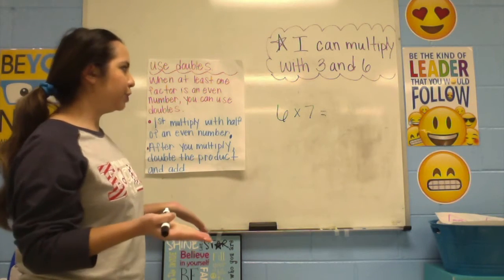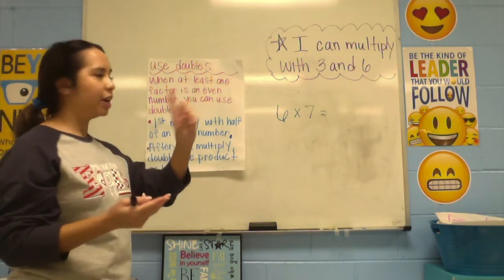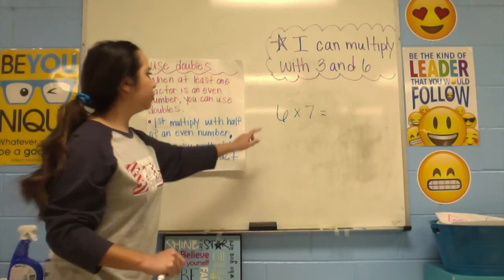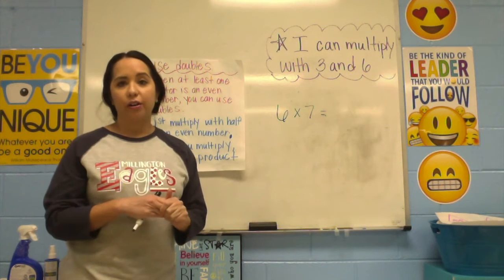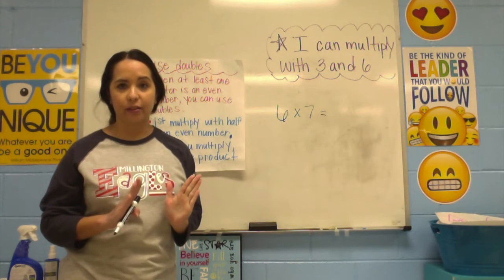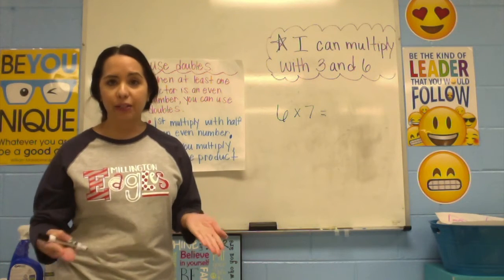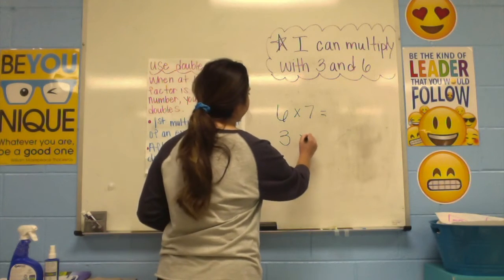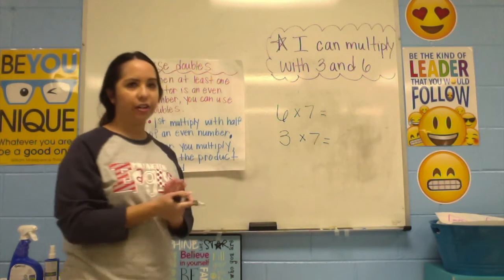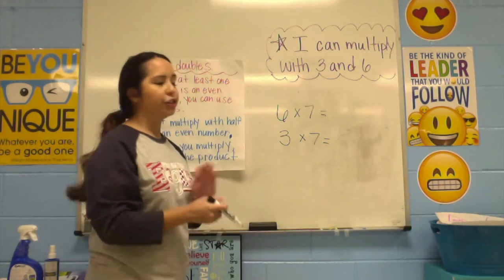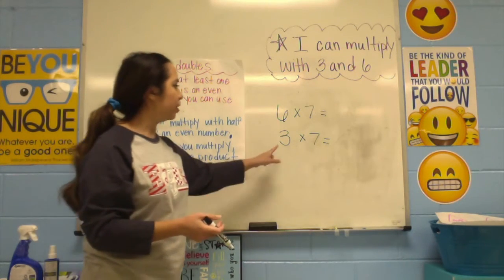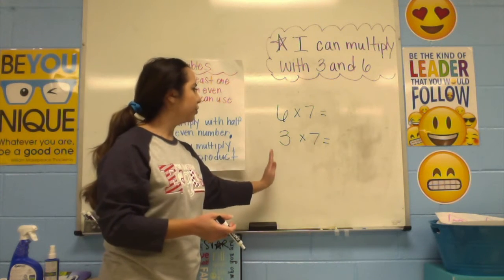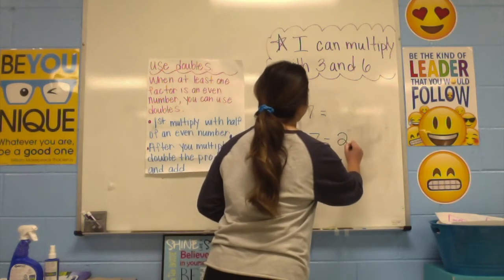This is how you would use doubles, boys and girls. First, you multiply with half of an even number. Since 6 is even, ask yourself, what's half of 6? 3, because 3 plus 3 is 6. So you would say 3 times 7. You take half of the even number, which is 3, and multiply by the second factor, which is 7. 3 times 7 is 21.